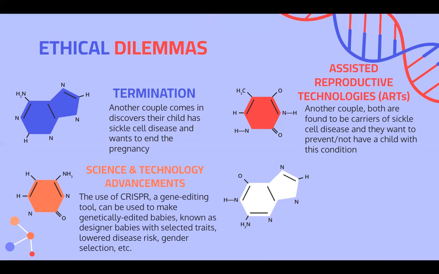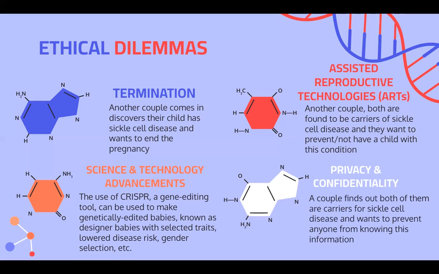A third dilemma I want to discuss related to ARTs is technological advances like CRISPR. CRISPR is a gene editing tool that can be used to make genetically edited babies. This is known as designer babies, who have selected traits, lower disease risks, and even the ability to select gender. This begs the question, how far is too far? And with all these technologies being expensive, will they end up being exclusive for the rich? Will having a disability become prevalent only in poor communities?